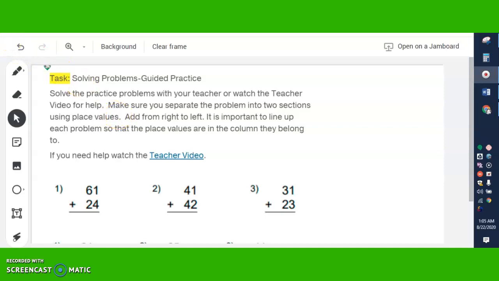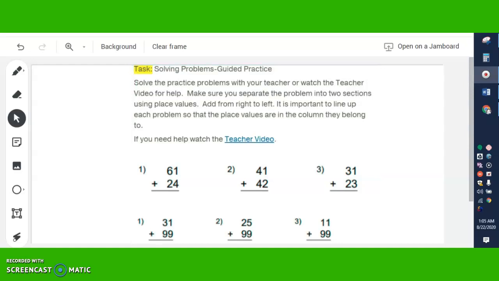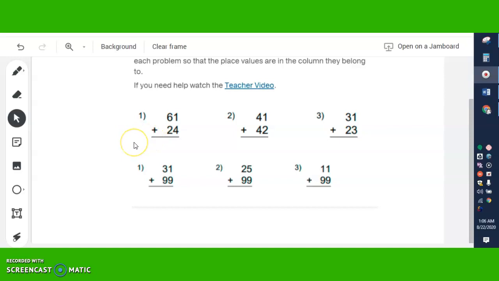This teacher video is going to cover lesson 2, adding 2 digits using place value. This is your guided practice, so you can do this with your teacher, or you can continue to watch this video. We are going to work on 2 problems today. The first problem we are going to work on is number 1 right here.